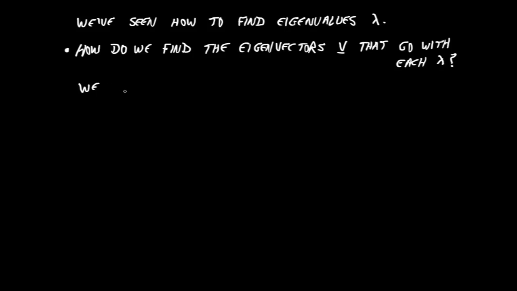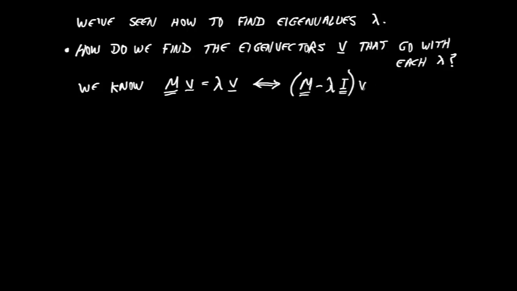We know that our fundamental equation that we're working with here is that when matrix M multiplies an eigenvector V, it just gives us back that V scaled by lambda. And another way to write that is that M minus lambda times the identity multiplied by V is equal to vector 0. This is the same equation written 2 different ways.